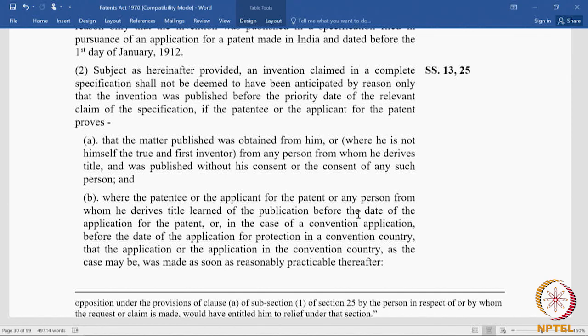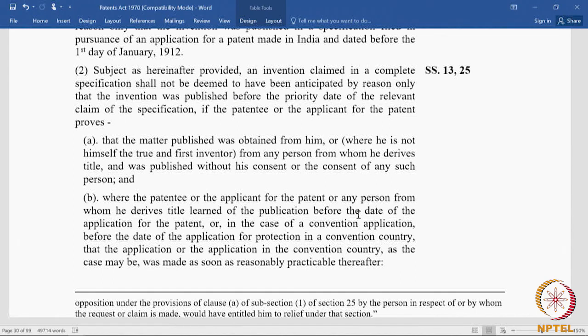You will see in the other cases the grace period is specifically mentioned as 12 months, but in this case 12 months may not be meaningful, because a person may come to know about the publication after 24 months, quite possibly. So, in this case what is important is to look at when the publication came, to prove that the publication happened without the consent, and as soon as you get to know that the publication happened, file an application as soon as reasonably practicable.